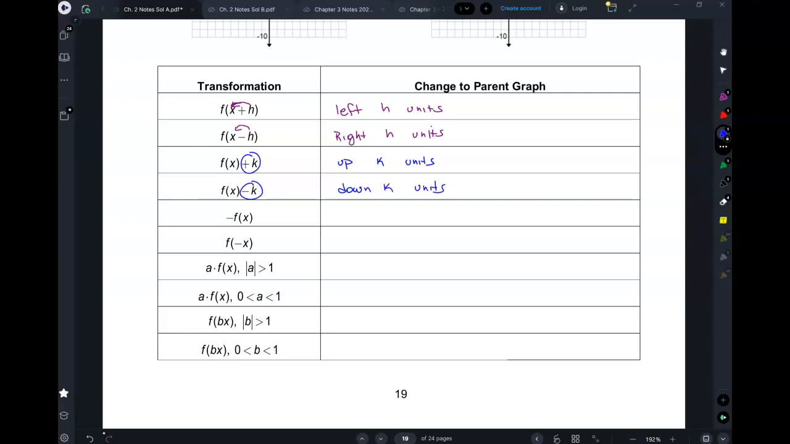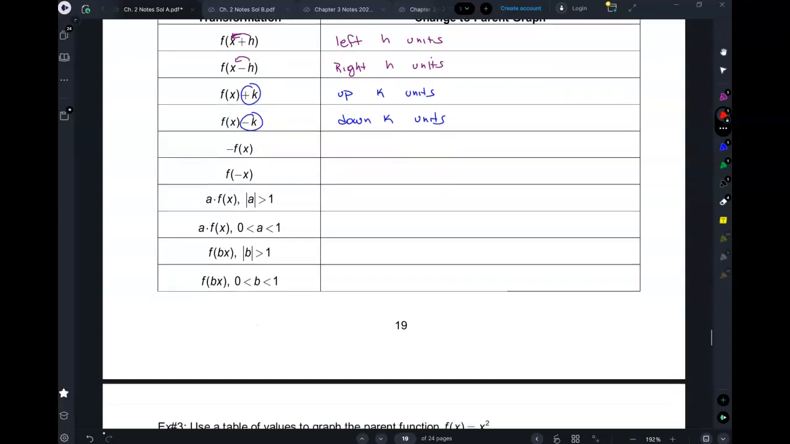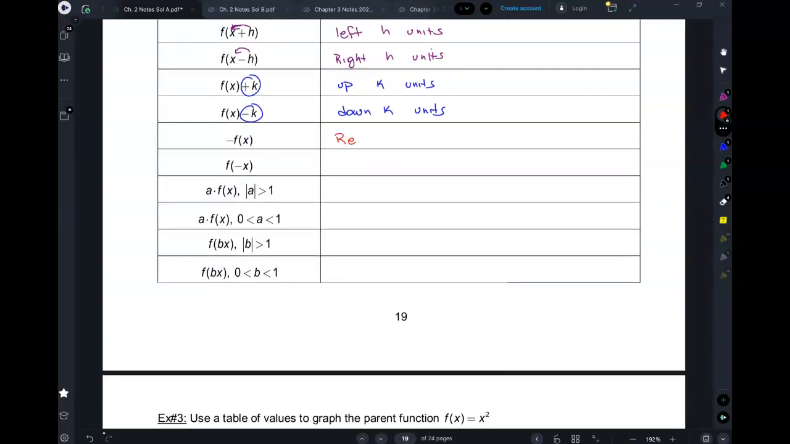Okay, if you have a negative out front, what is that? Reflection. It's a reflection. Good. See, you don't need a word bank. Oh, it's inverted. This one, cross it out. It's a reflection around the y-axis, but we're not going to do it right now. Stretch. This is a vertical stretch.